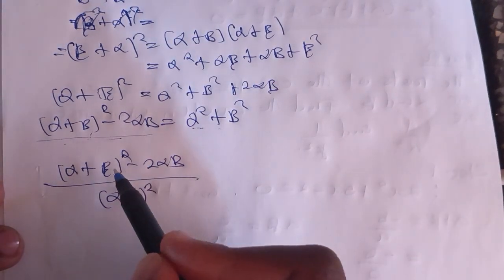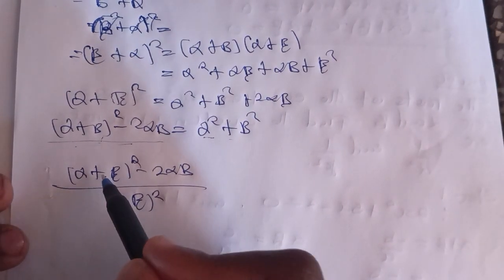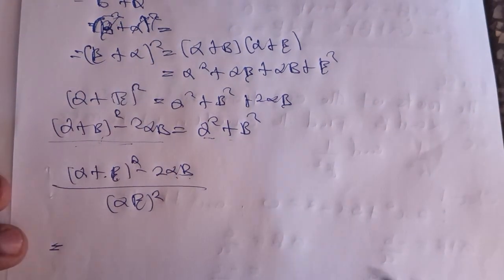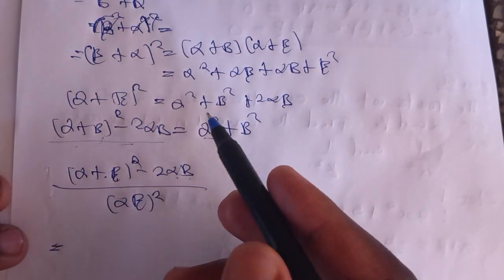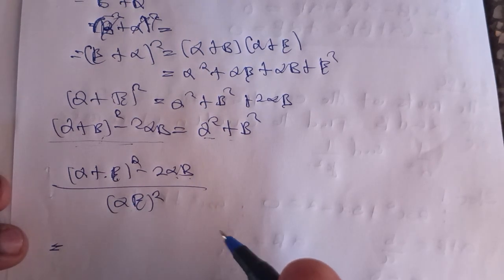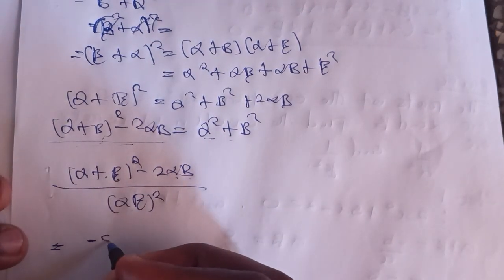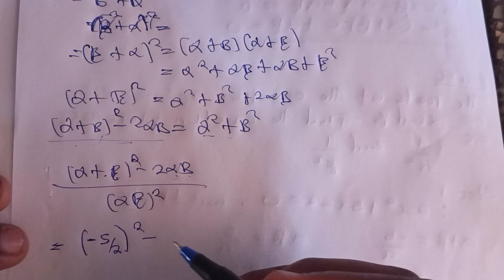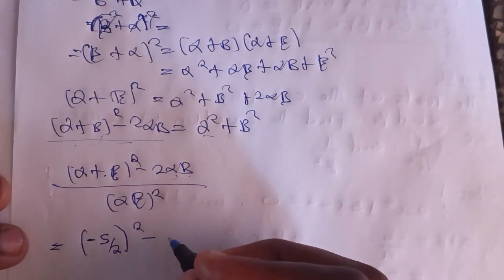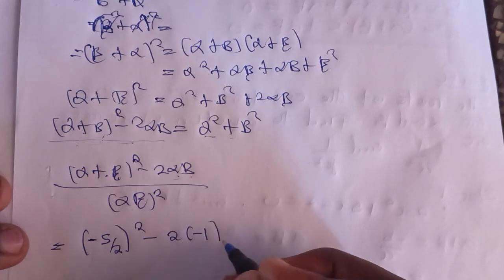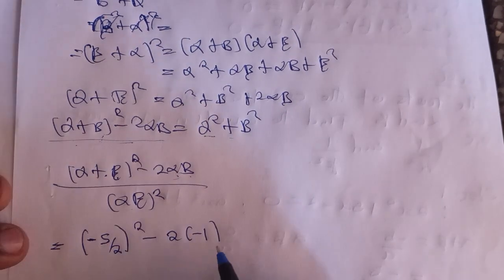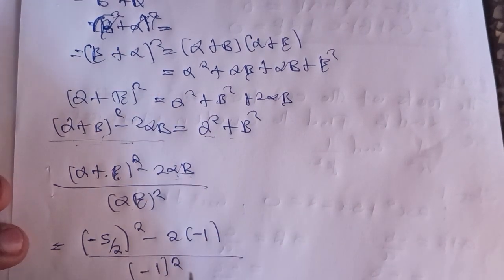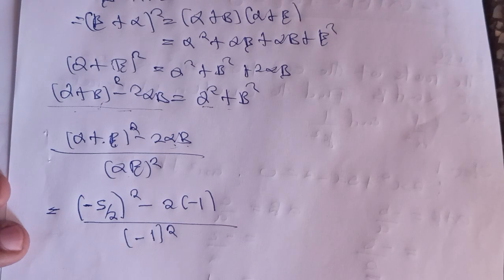So we can now substitute, since you have the values of alpha plus beta and also the values of alpha beta. Now we are looking for our solutions. We know that the addition we found was negative 5 over 2. So we put negative 5 over 2 there, squared, minus 2 times the multiplication, which we found was negative 1, over negative 1 squared. Let me check if these are the solutions.